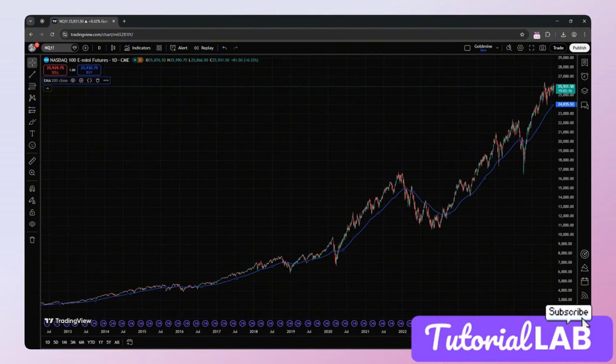To recap, open Indicators, type Moving Average Exponential, set the length to 200, and change the line style if you want. Watch how the price moves around the 200-day moving average to spot trends and support or resistance. The 200-day moving average is a simple but powerful tool that helps us see the bigger market picture and make better trading decisions.